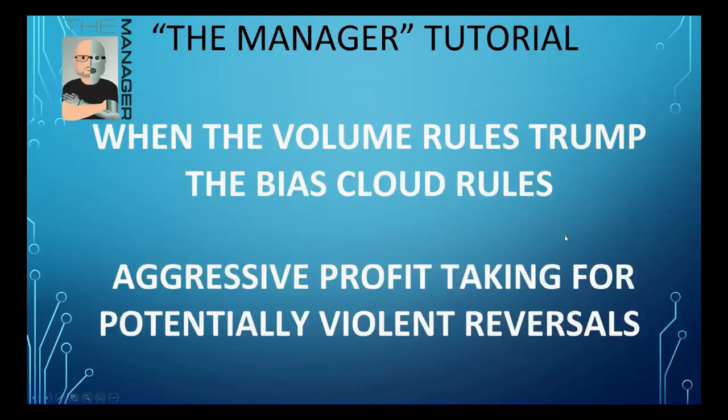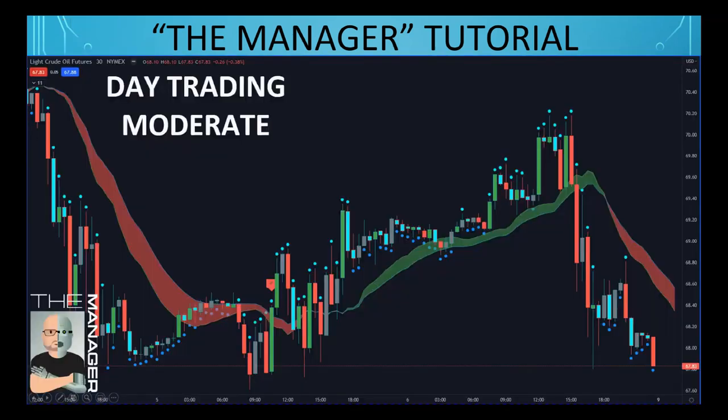So when the volume rules trump the bias cloud rules, okay, so aggressive profit taking. So remember the EMA bias cloud is for a sort of conservative exit. Aggressive profit taking for potentially violent reversals, and that's when the volume rules trump those bias cloud rules.